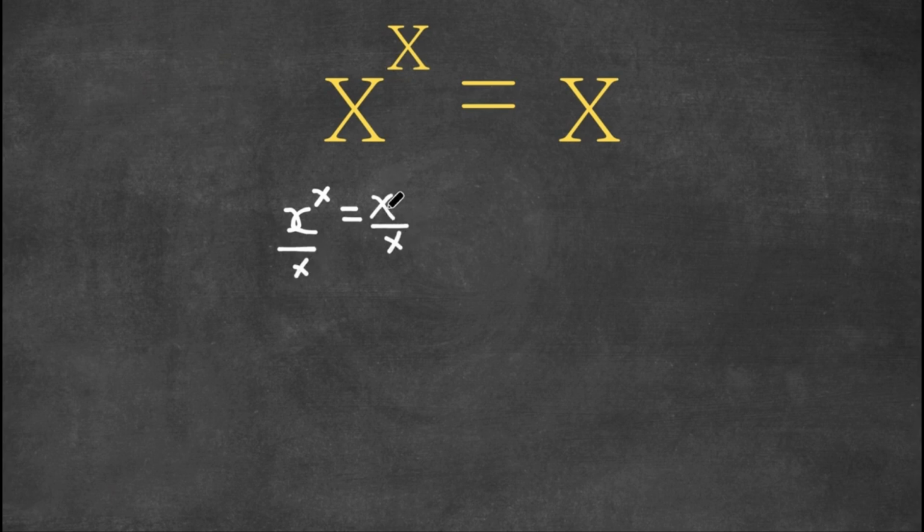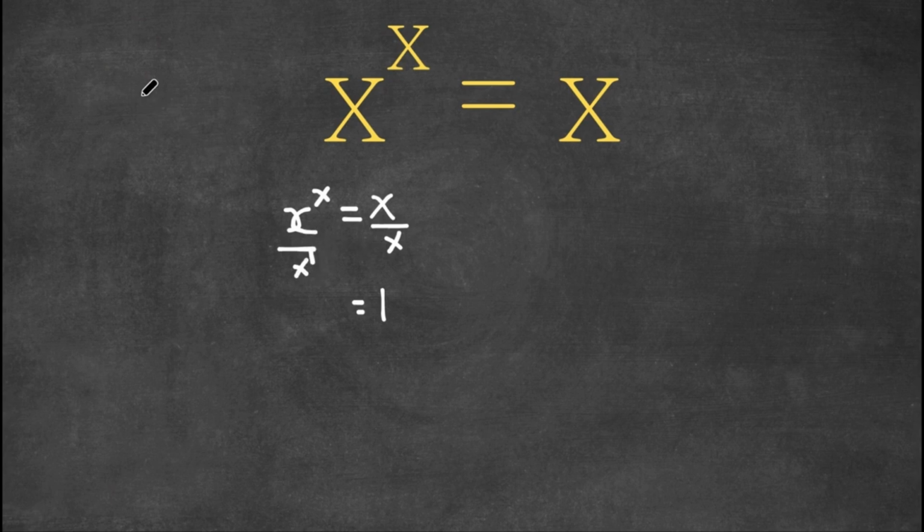well, first off, on the right side, x divided by x, well, that's simply 1, because anything divided by itself is 1. Now, on the left-hand side, we have x to the power of x divided by x. And x here, our denominator, this can be written as x to the power of 1.